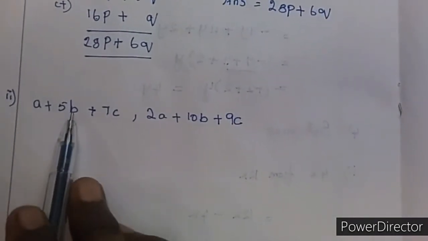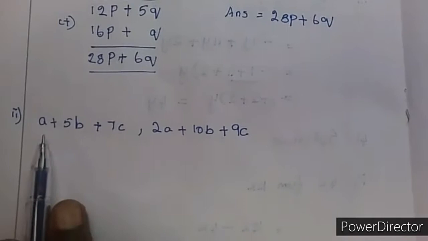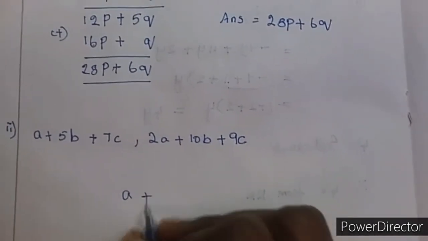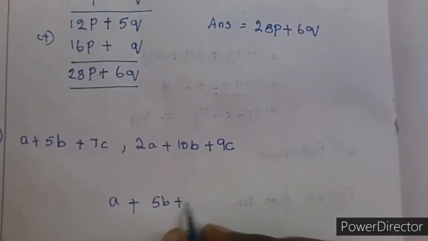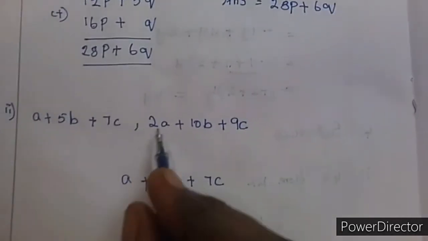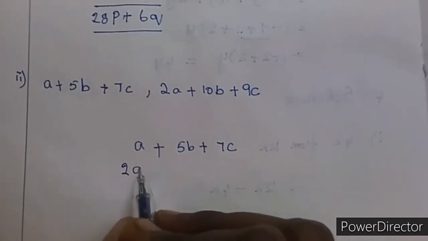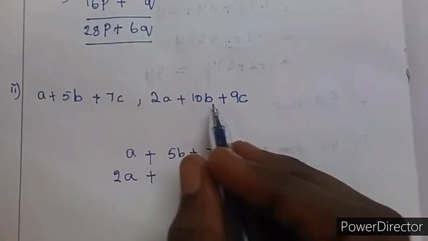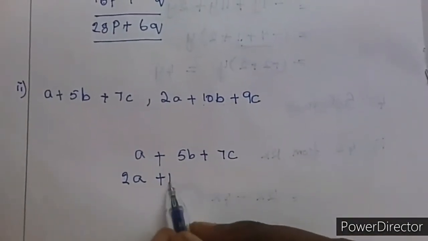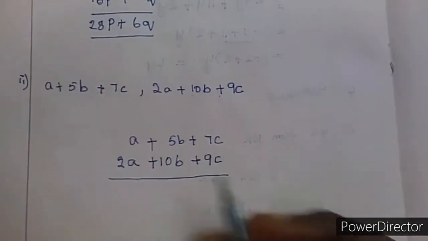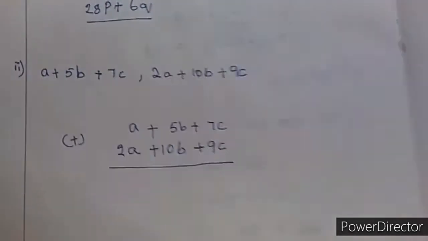Here they given 5p and 7c. The variables given in these expressions are a, b and c. First step, what I told you, take and write the first expression a, 5b plus 7c. Like that, 2a, where we have to arrange under the variable a, 2a. Now here it is 10b. So under 5b you arrange 10b. Now plus 9c. Find the sum of is given in the question. So we have to add these two expressions.